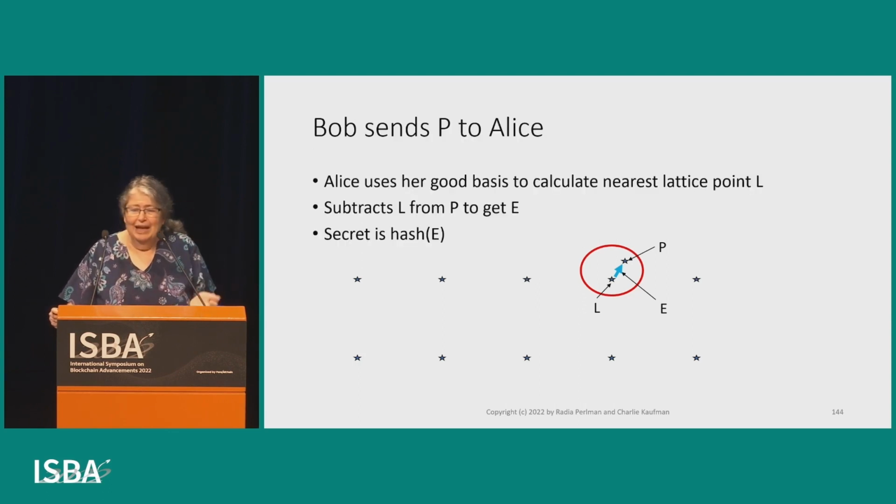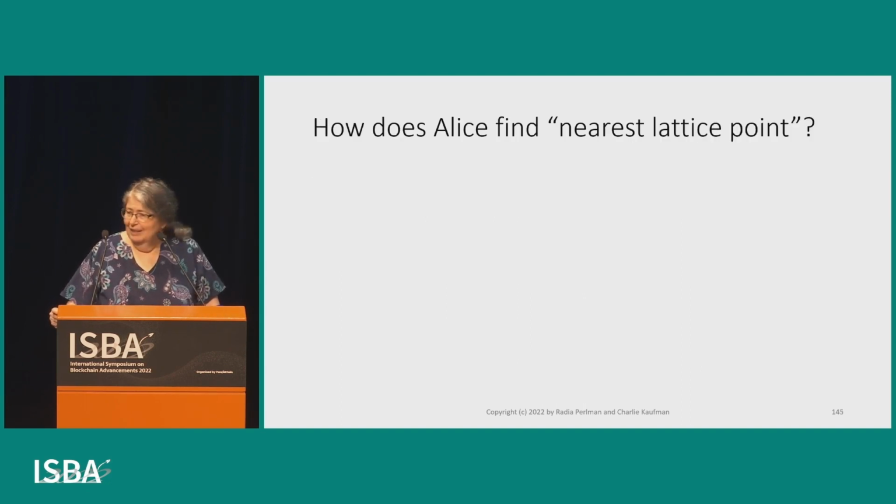Right, so the hash of this error vector is the secret that they're going to share.